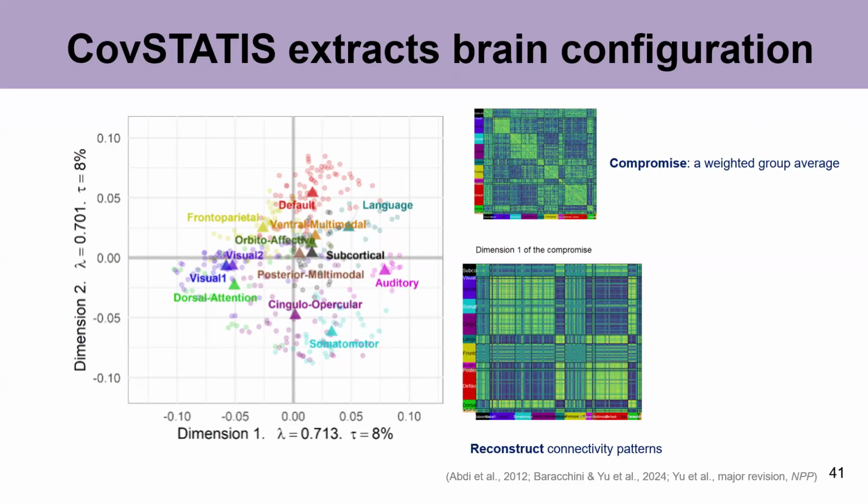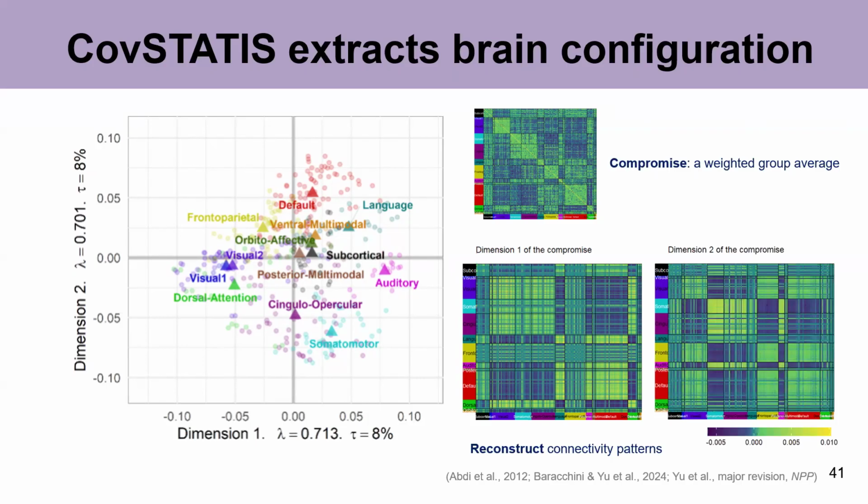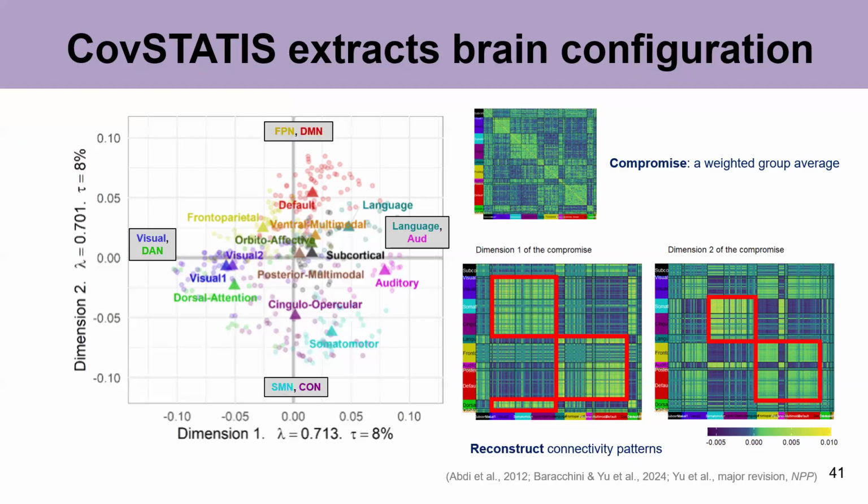So for example, here I have component 1 capturing the systems that are shown in that connectivity pattern and component 2 with that pattern. And it will represent the segregation on the different components, right? So we see component 1 is separating the visual systems from the language and auditory networks, which map onto the 2 blocks you see in the reconstructed pattern from component 1. And the same thing for component 2 as well.